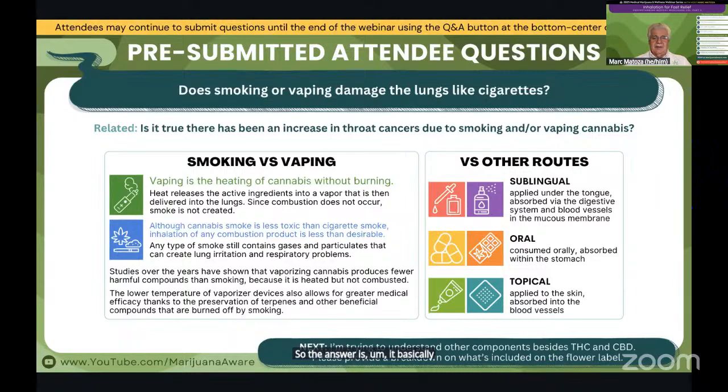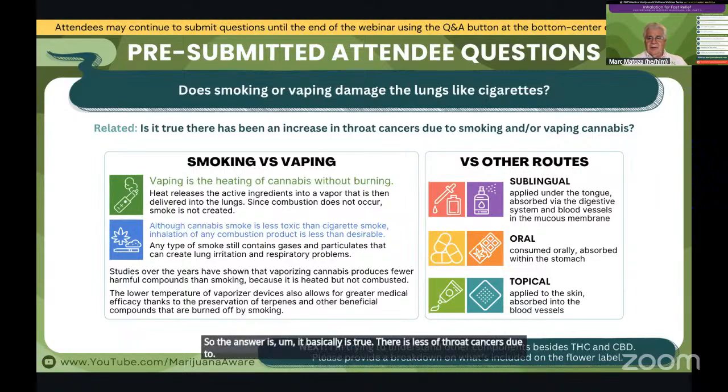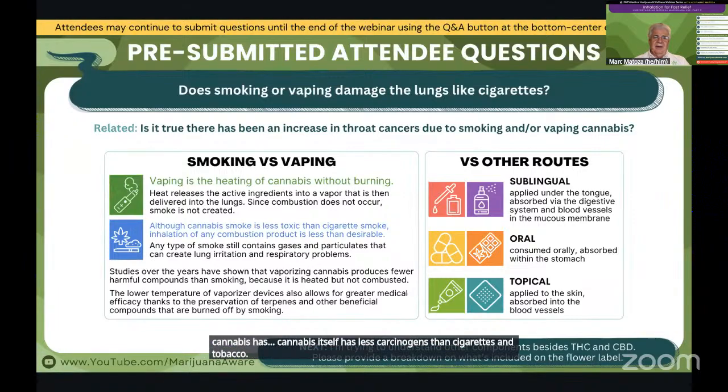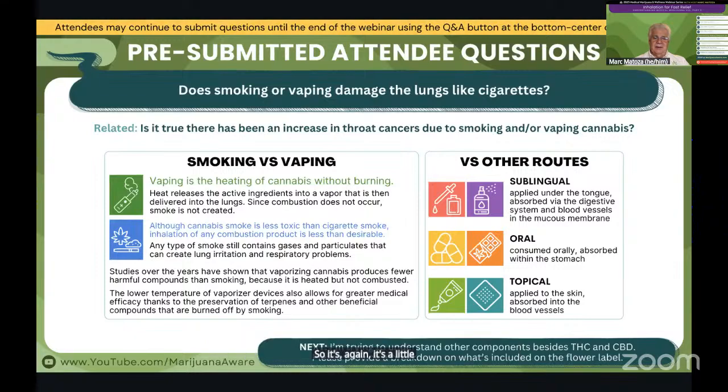There is less of throat cancers due to vaping cannabis than smoking cannabis that's out there. And in fact, cannabis itself has less carcinogens than cigarettes and tobacco. So it's a little safer for your lungs. But again, anytime you put anything in your lungs, please be careful and be conscious of what you're doing.